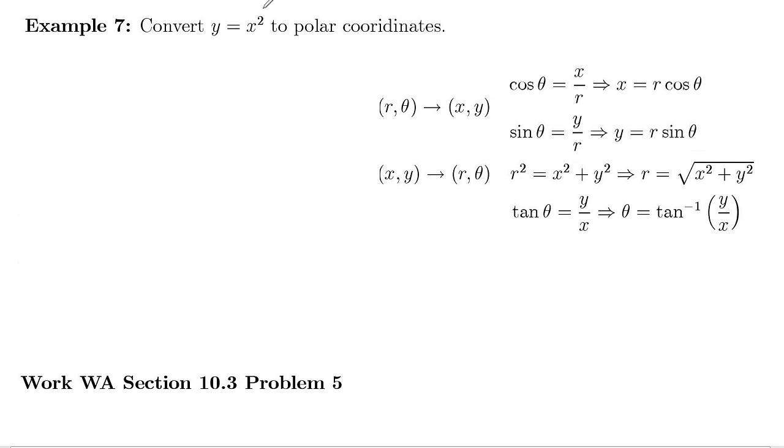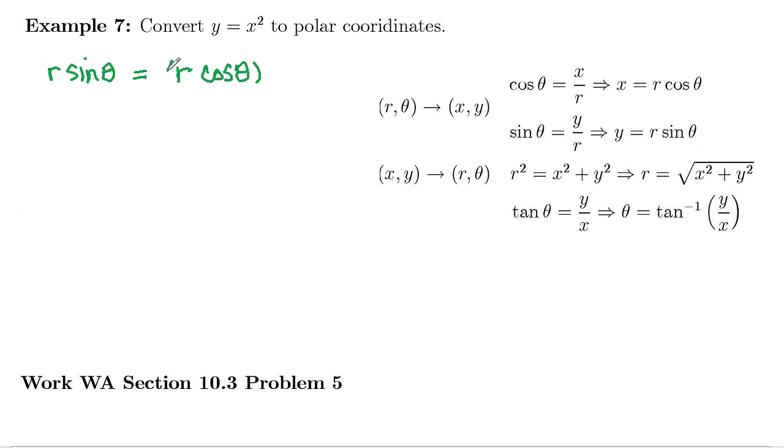So in example number 7 here, we're converting y equals x squared to polar coordinates. So here's our conversion equations. And I see here that y is r sine theta and x here is r cosine theta. So we can introduce r and theta by just substituting. Y is r sine theta, and then x is r cosine theta.